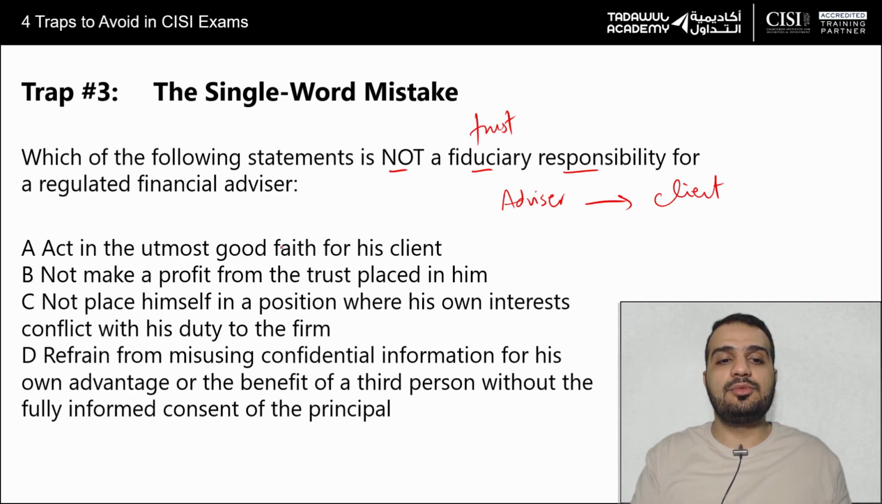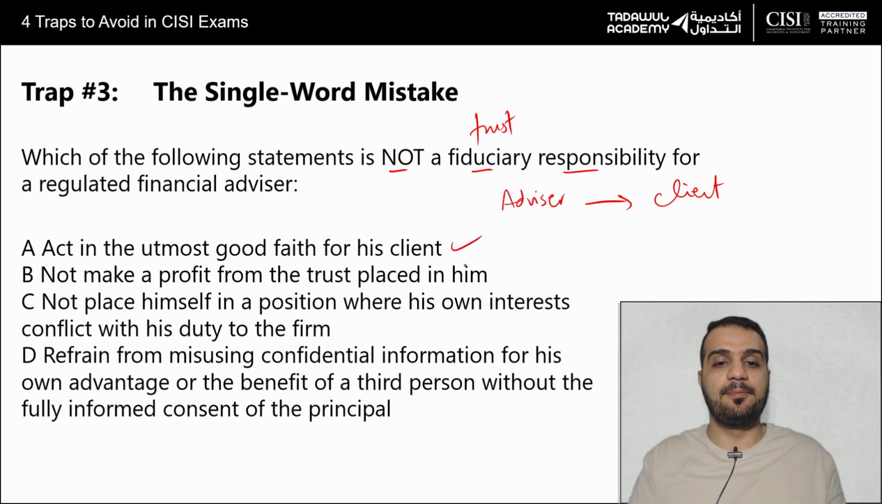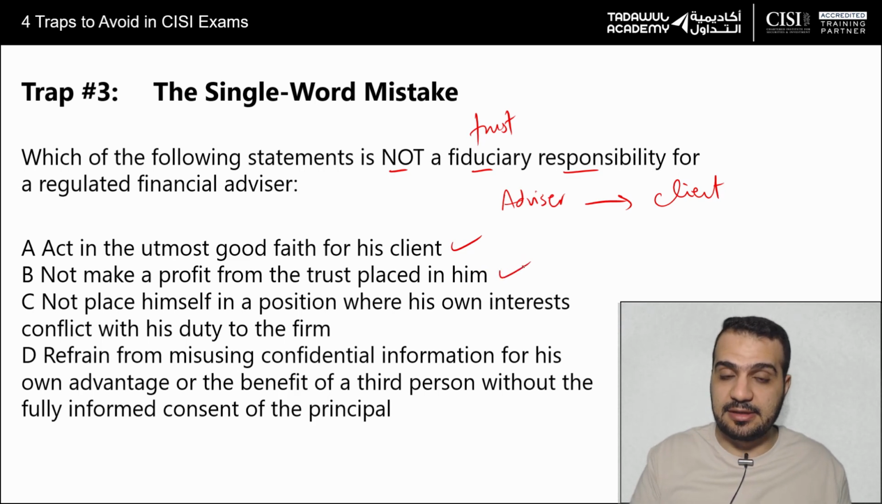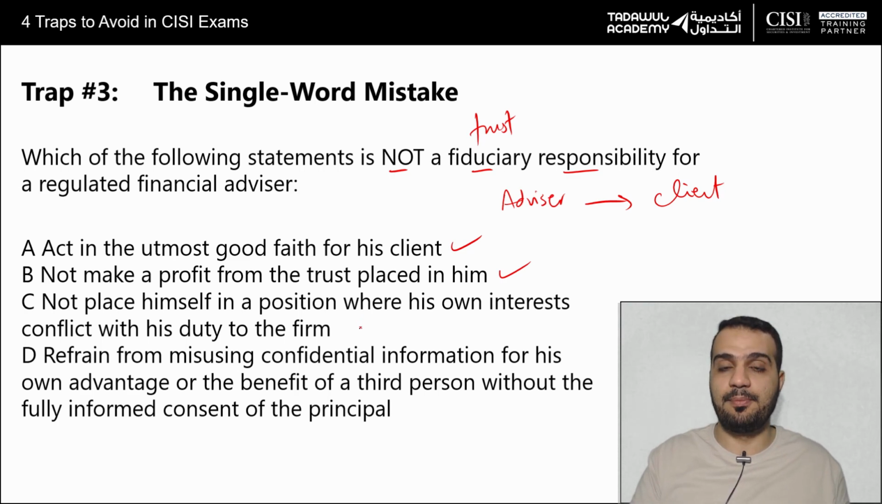A, act in the utmost good faith for his client. This is a responsibility. B, not make a profit from the trust placed in him. Also a responsibility. C, not place himself in a position where his own interest conflict with his duty to the firm. Now, this is where most students fall, because C, at first glance, looks like the right answer.